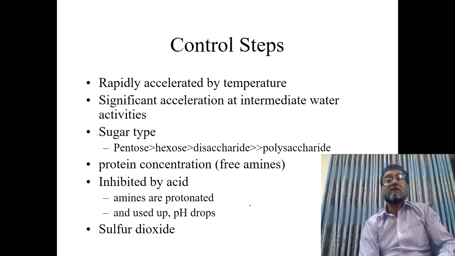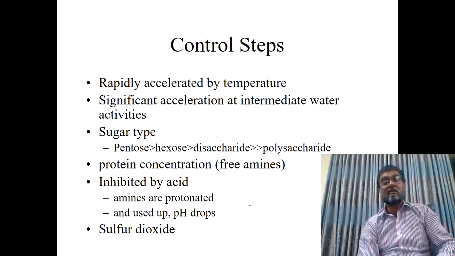So there are several control steps, rapidly accelerated by temperature and pH. These are some of the control points. That is also affected by the sugar types: pentose greater than hexose, disaccharide, polysaccharide. So these reactions are controlled by sugar types, protein concentration, and sometimes an acid condition is inhibiting because that has an effect on the proteins.